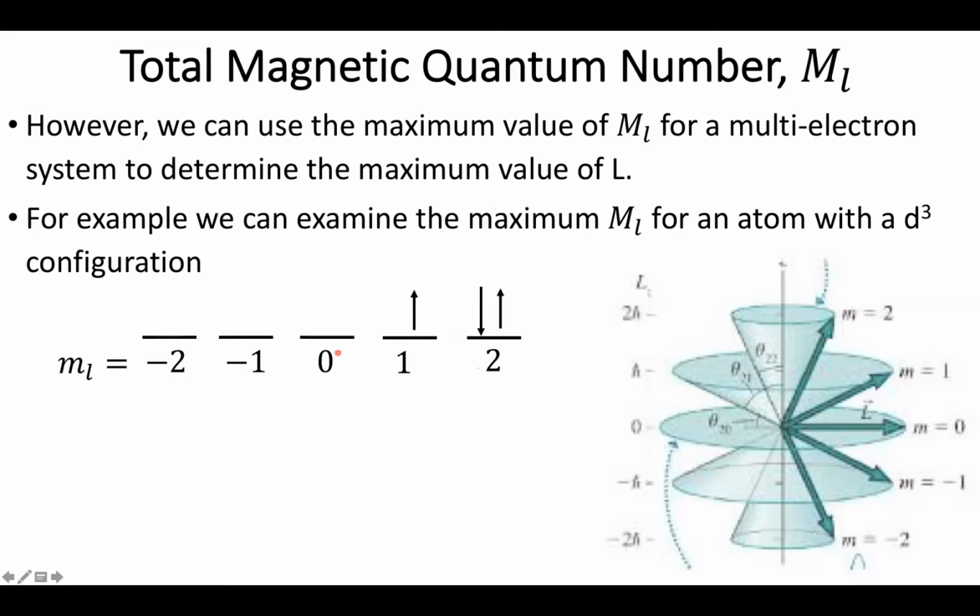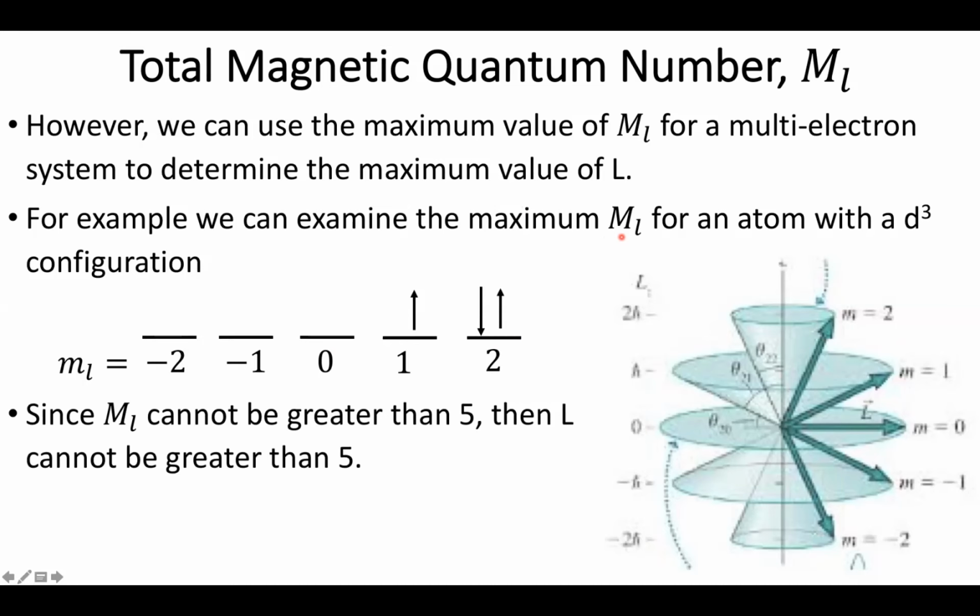And because my total magnetic quantum number can't be greater than 5, it turns out neither can my total orbital angular momentum quantum number. So that means that my value of capital L is going to be limited to 5 as well. So this is actually quite a useful trick as I get an increasing number of electrons, and I restrict the number of places any additional electrons can go.